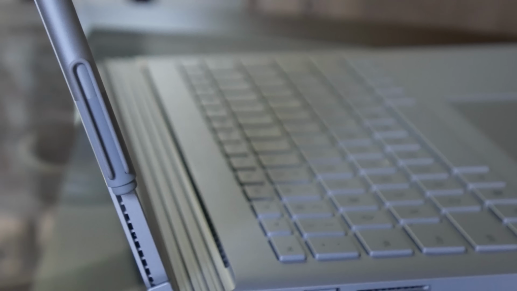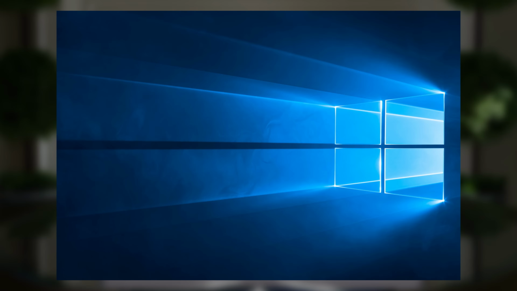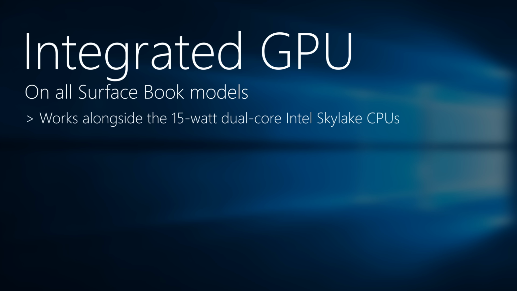So let's get started. Let's begin with the Surface Book's integrated GPU, as all Surface Book models will have an integrated Intel GPU, the one that is built into the CPU. All Surface Book models will come with a 15-watt dual-core Intel Skylake processor. The higher tier models will come with an Intel Core i7, while the lower tier models will come with an Intel Core i5. The Surface Book model I have is one of the higher tier models, which has an Intel Core i7 6600U CPU with a base clock speed of 2.6 GHz.